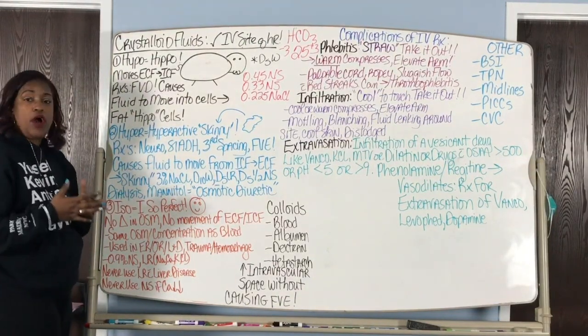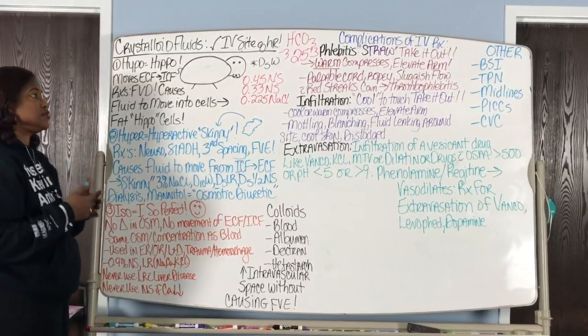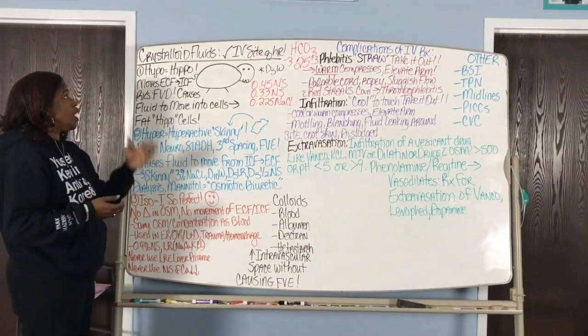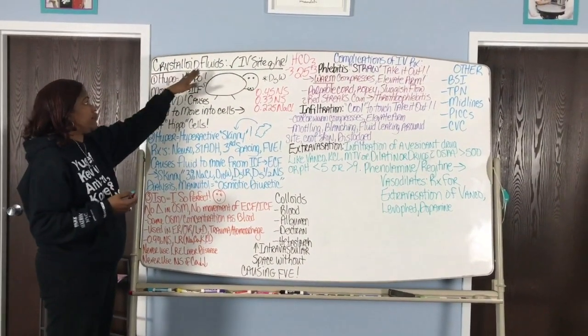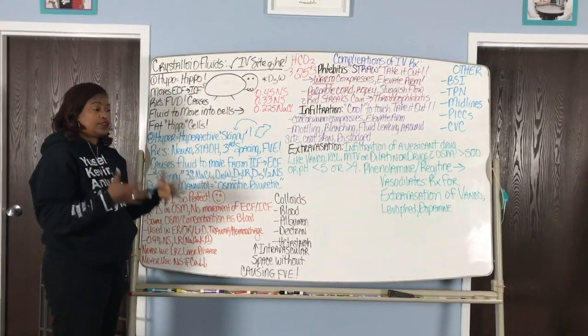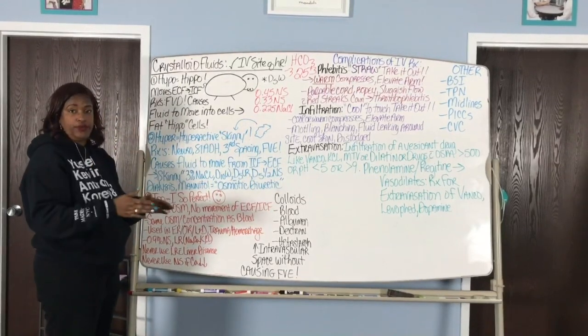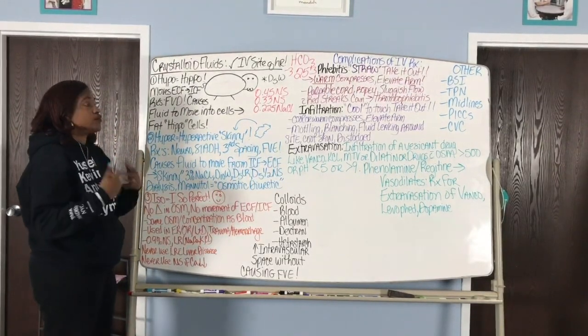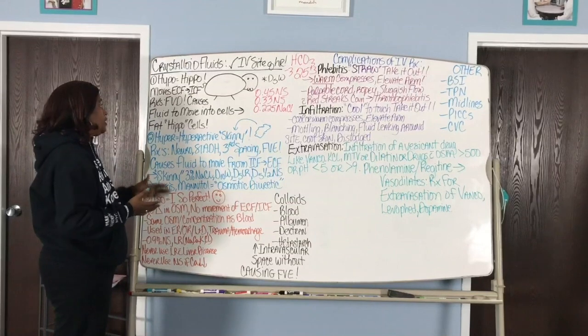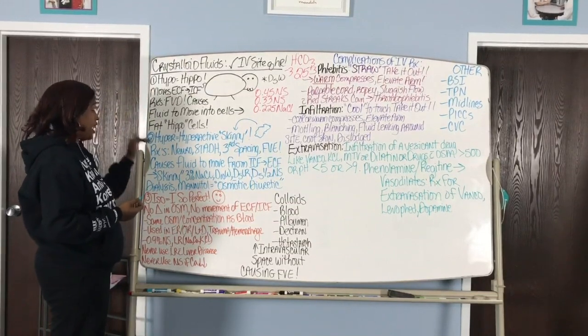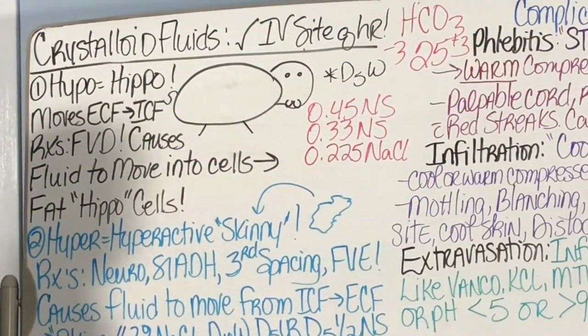So the typical IV fluids that a nurse is going to hang are always going to be called crystalloid fluids. You know they're crystalloid because you can see straight through them. They're clear bags of fluid. The examples of crystalloid solutions are hypotonic, hypertonic, and isotonic solutions.